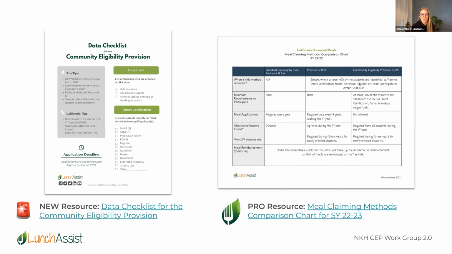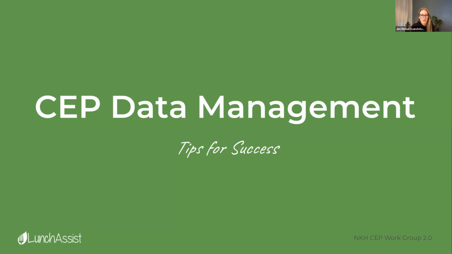To help you organize and keep it all straight, we have a couple of checklists that will be provided with all the links to what we'll be sharing here in the video. You should have access to this data checklist that was shared in the original workshop. And then there's also a meal claiming method comparison chart, which breaks down some of the basics about operating CEP under universal meals in California. So those are 2 more helpful resources for you.